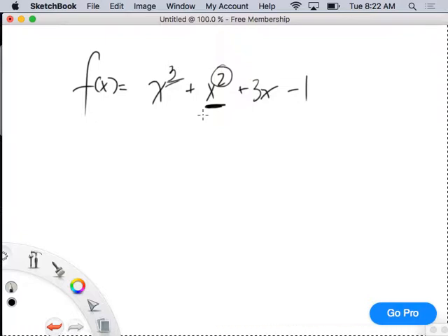Yes, sir. What is the name of this graph? This graph? That's a cubic function, and it just doesn't really have a name like that. Sorry. Thank you. Good question, though.